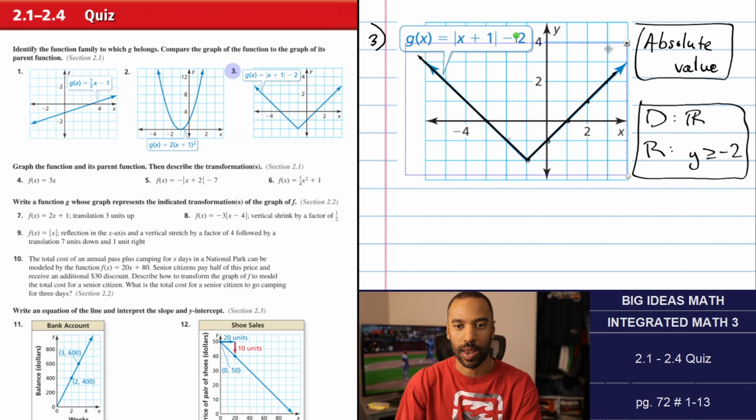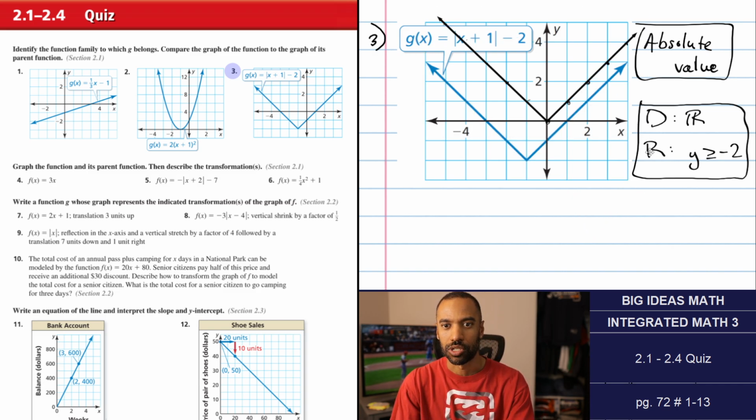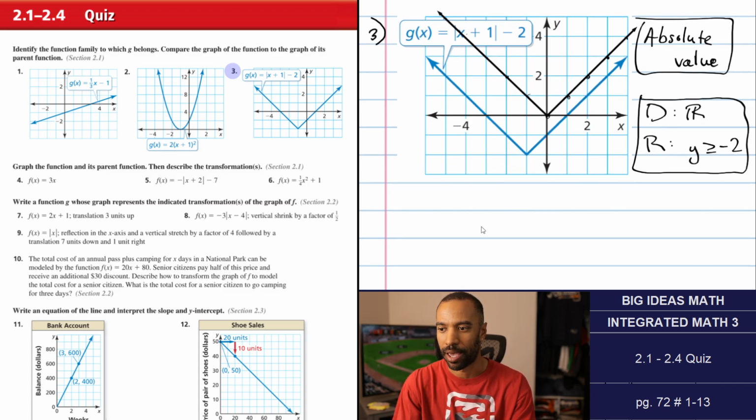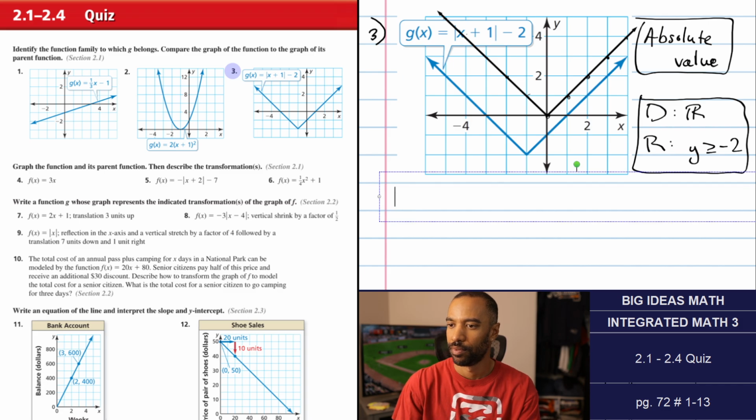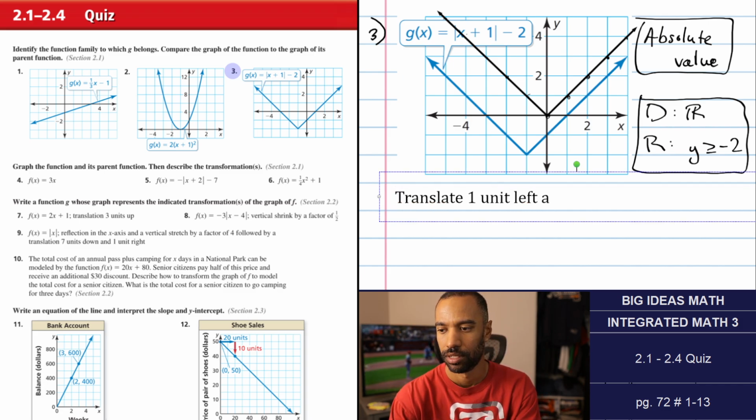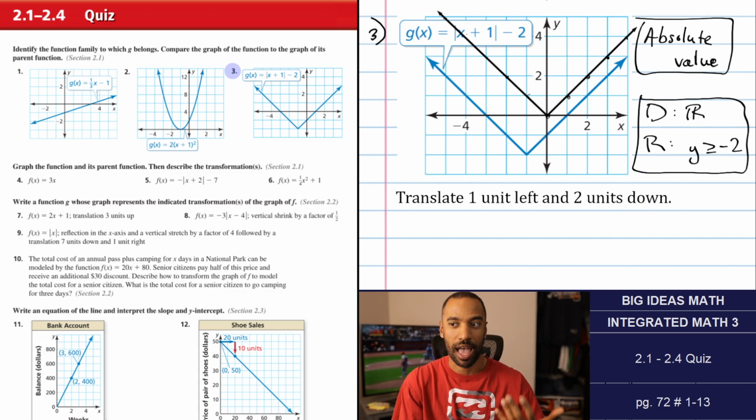There's no other vertical stretch or compression. There's no reflection of this thing. It doesn't flip over an axis. So we can just describe it by those two things. We can translate 1 unit left and 2 units down. And that's how it compares to the original f of x, if you will.